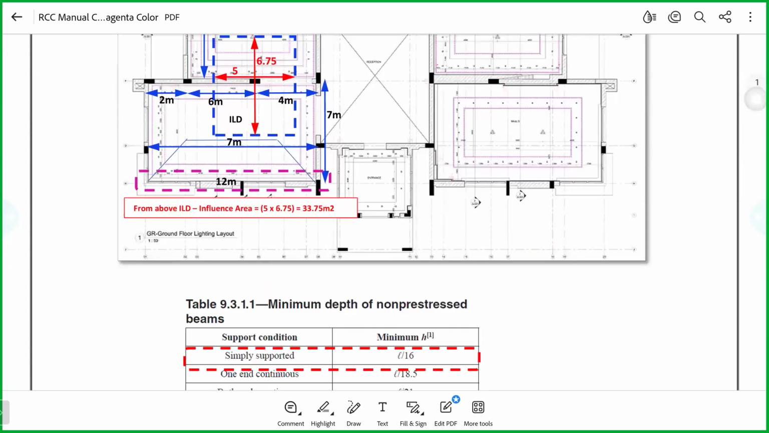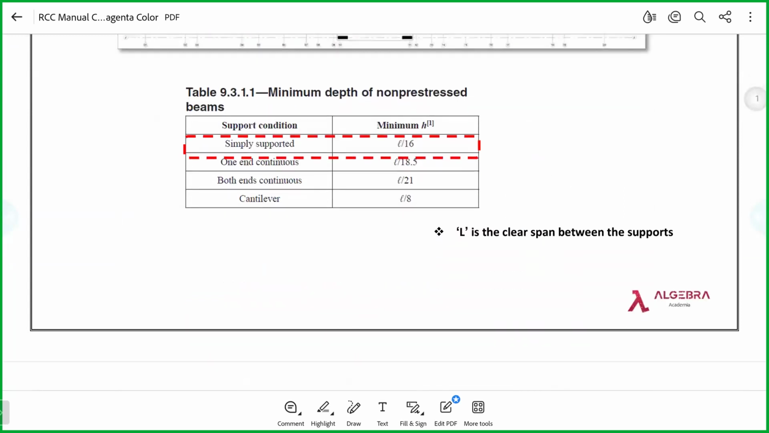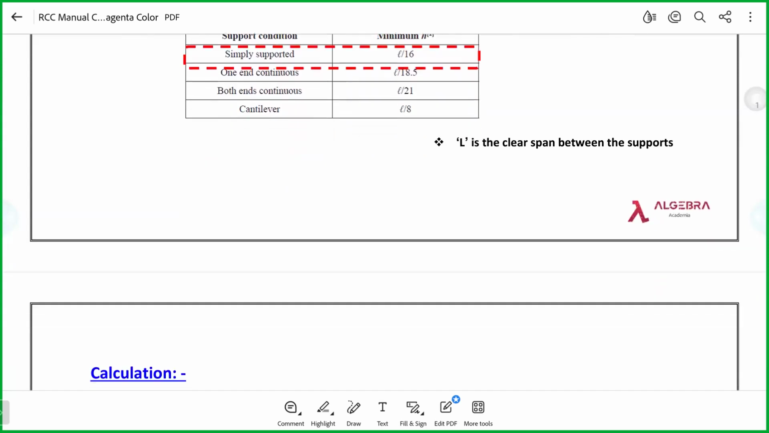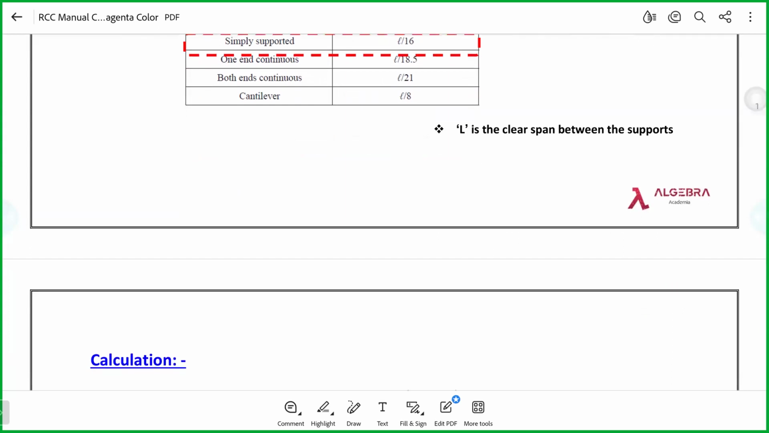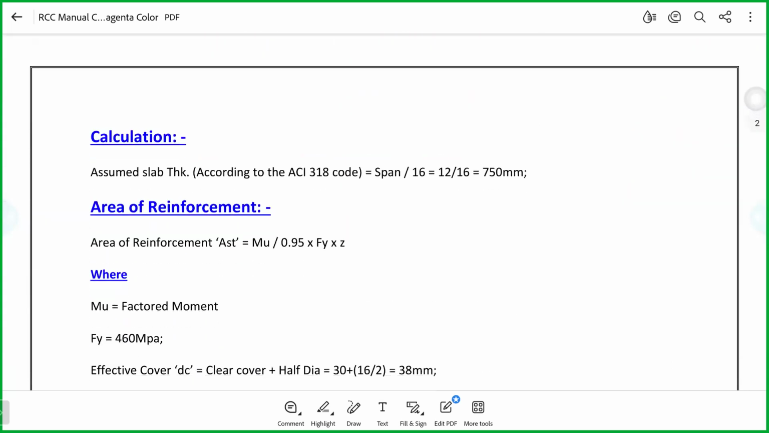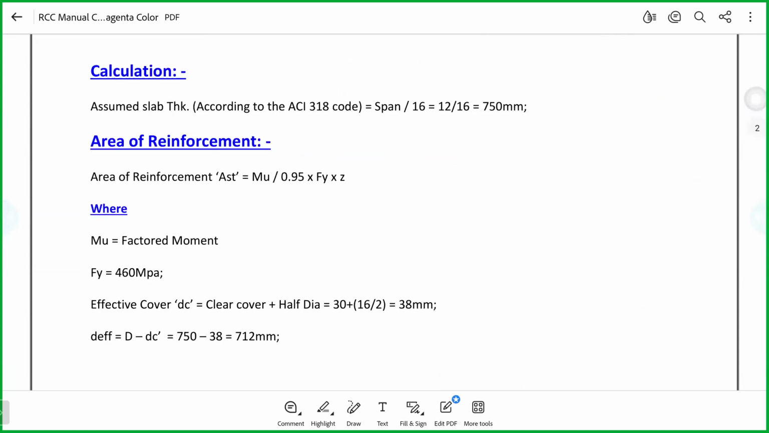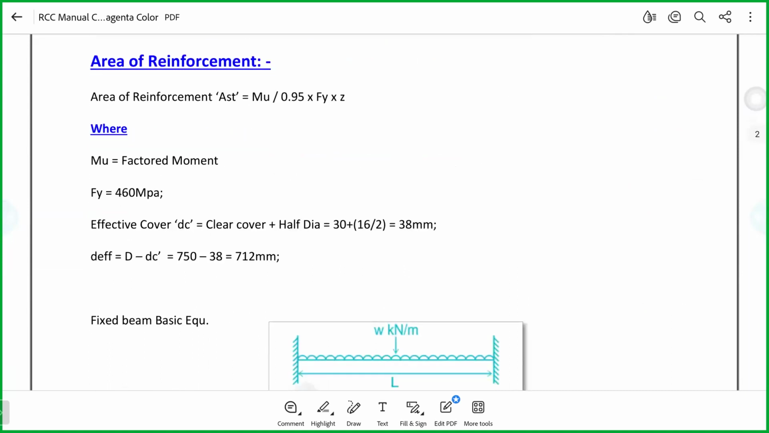So this is an initial assumption in order to calculate the beam depth as per American code, ACI 318-19. The minimum depth for a non-pre-stressed beam, which is a cast-in-situ beam, simply supported, is span by 16. As I discussed earlier, the span is the clear span, from the inner face of the columns to the inner face of the columns. This is the beam depth: span by 16, which is 750 millimeters.